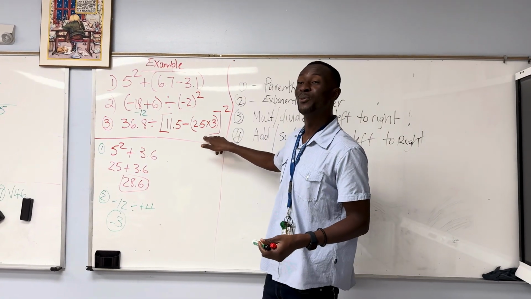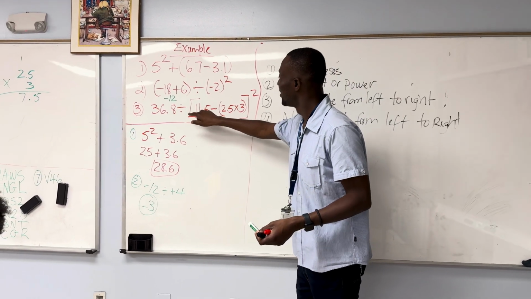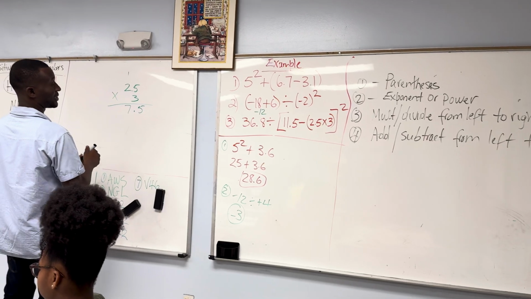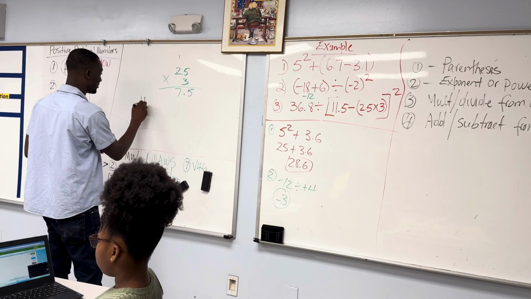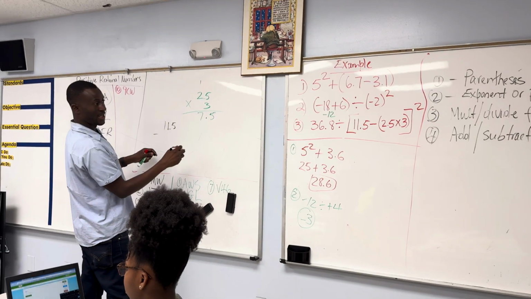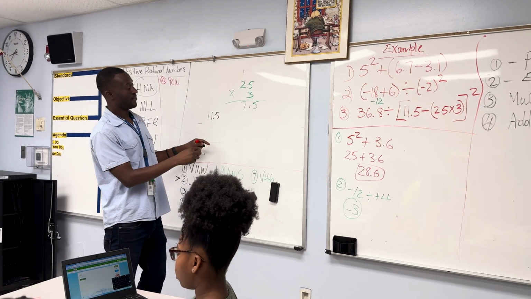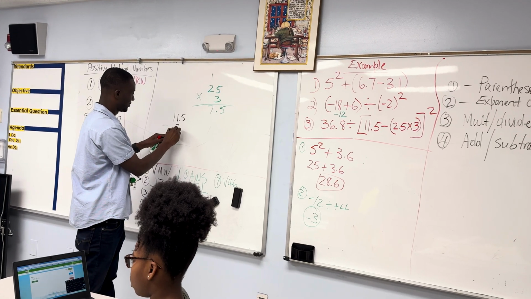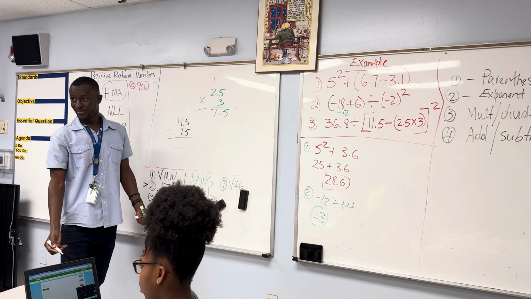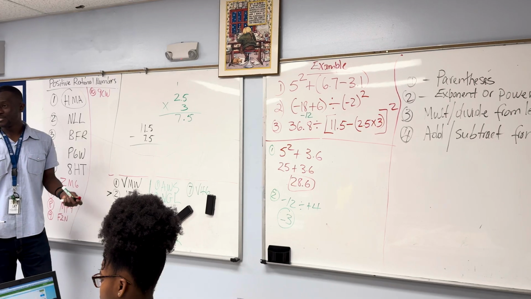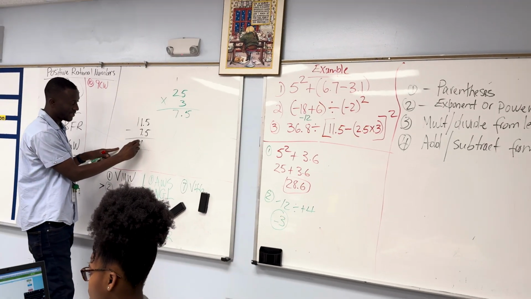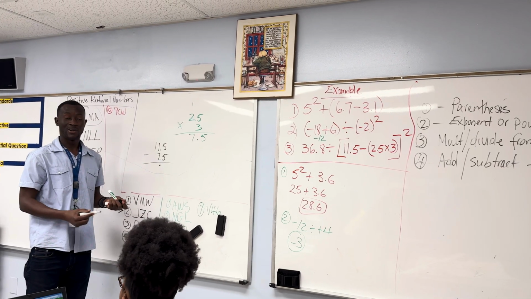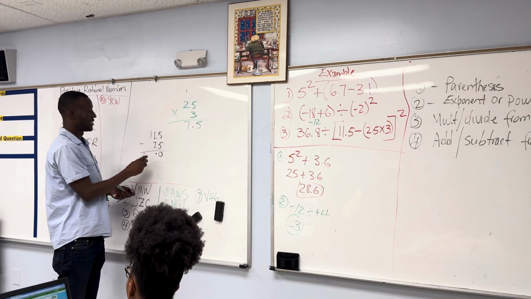Now we did the parentheses. Now we need to do the bracket. 11.5 minus 7.5. Now we need to line up the decimals. Do we have to add values? No, everything is lined up, right? 5 take away 5, or 5 minus 5, is 0.